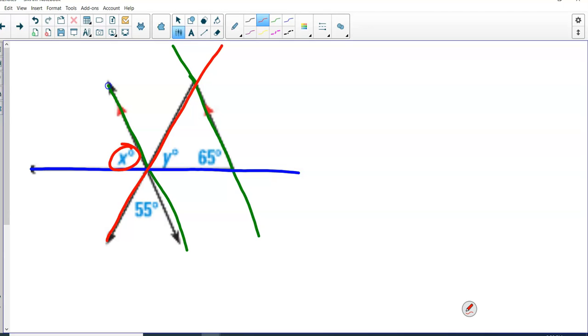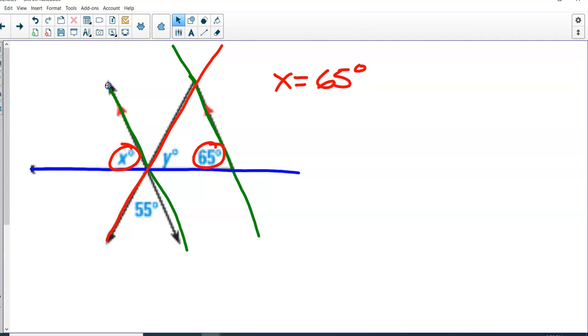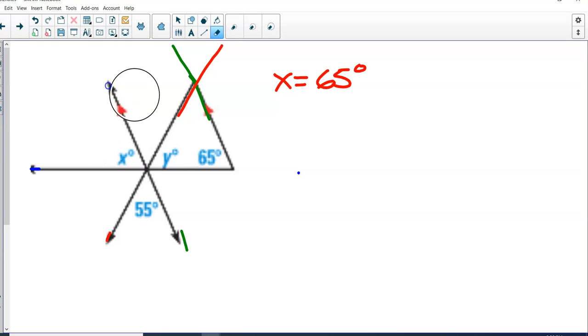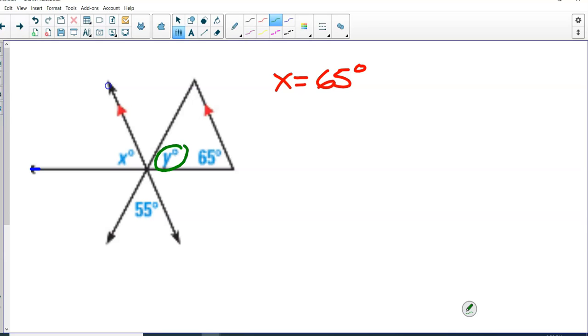They are corresponding angles. So angle x and angle 65 degrees are corresponding angles. And if they're corresponding angles along parallel lines, then they are congruent. So x equals 65 degrees. Now we need to look at y. So I'm going to erase all this. And we want to look at angle y.